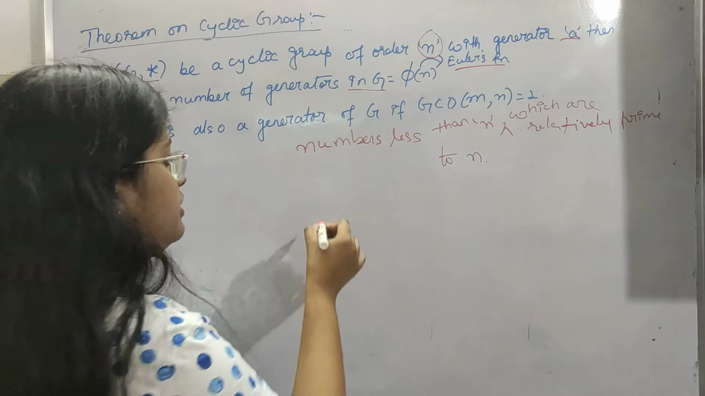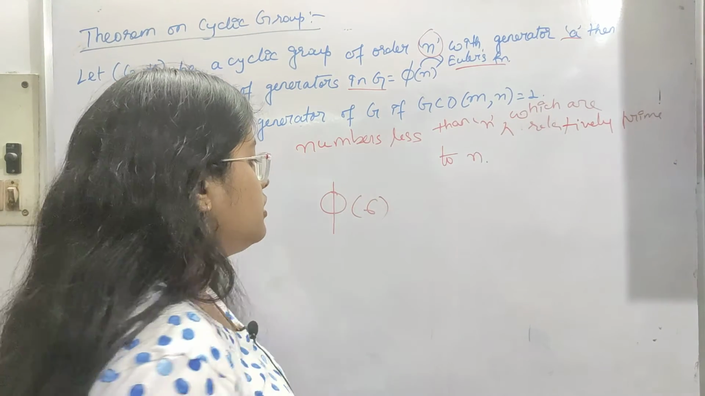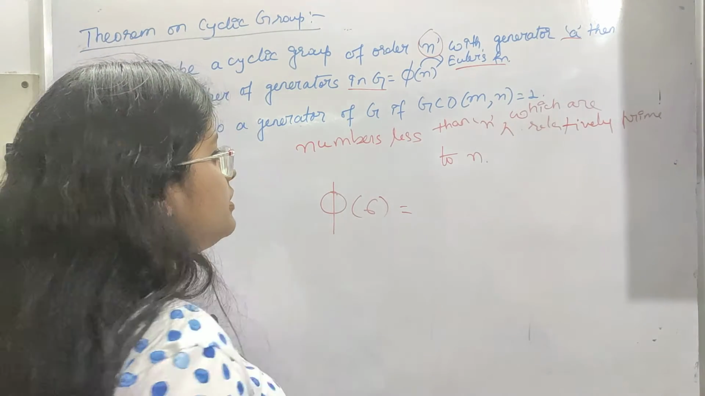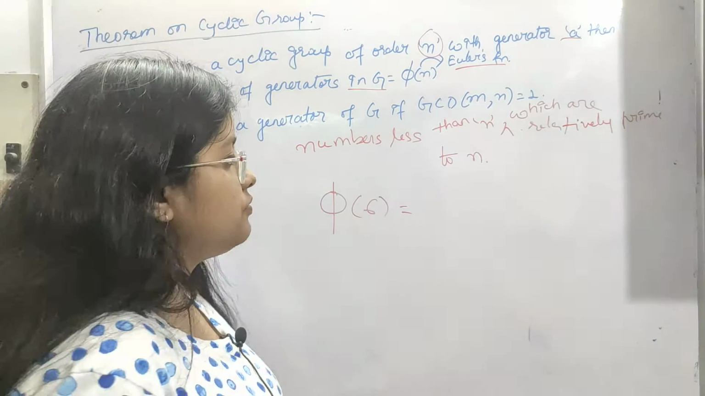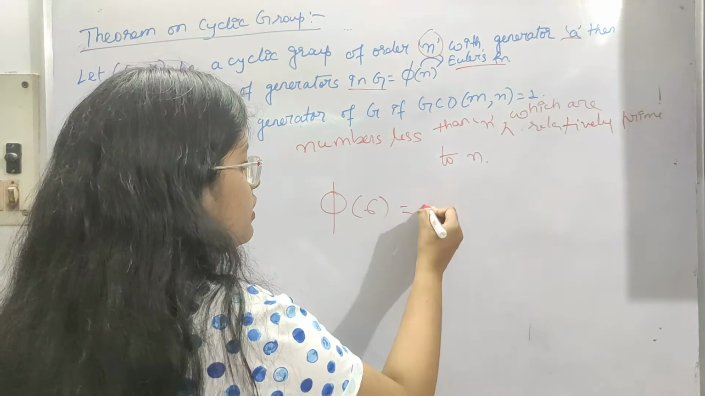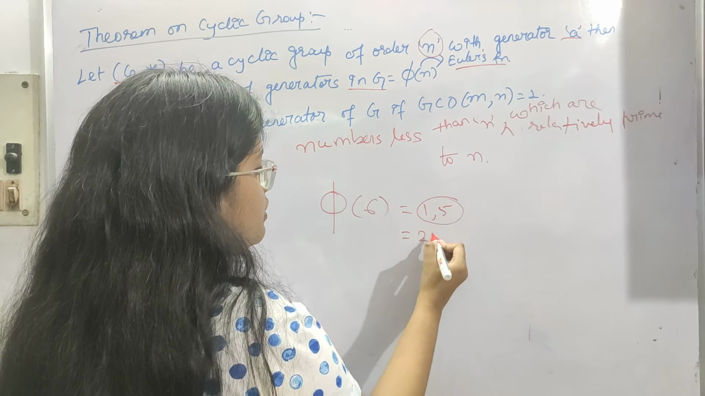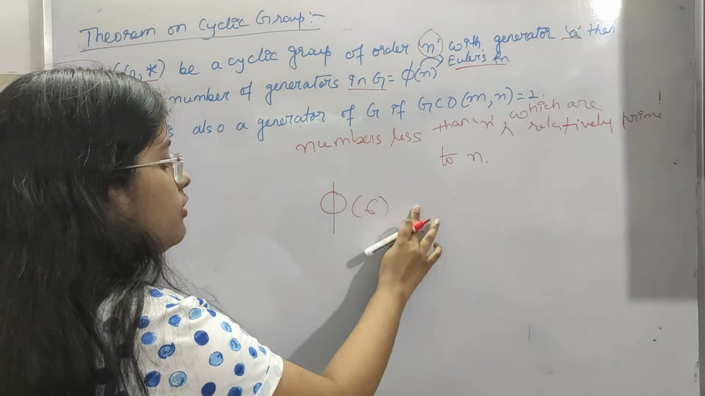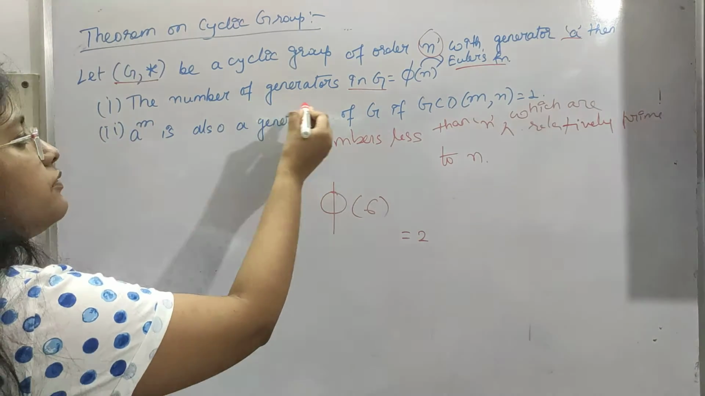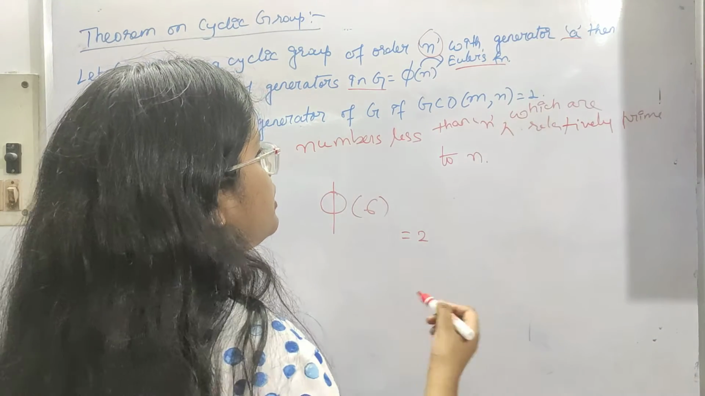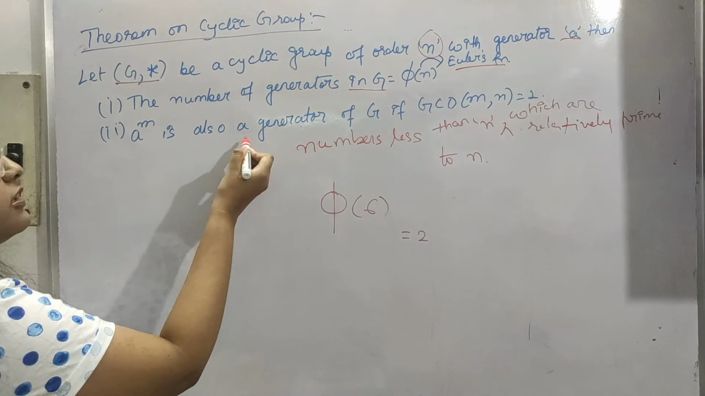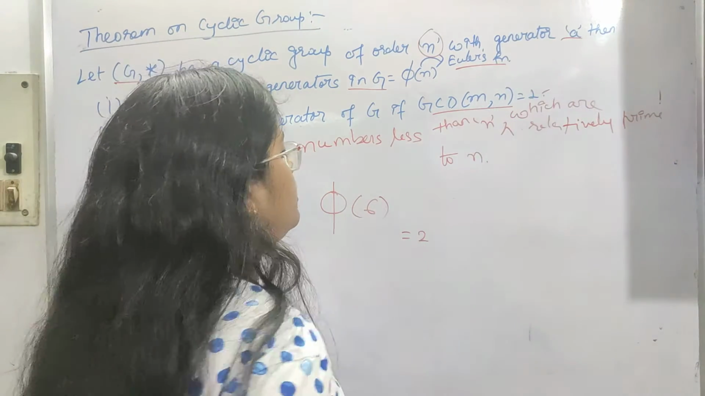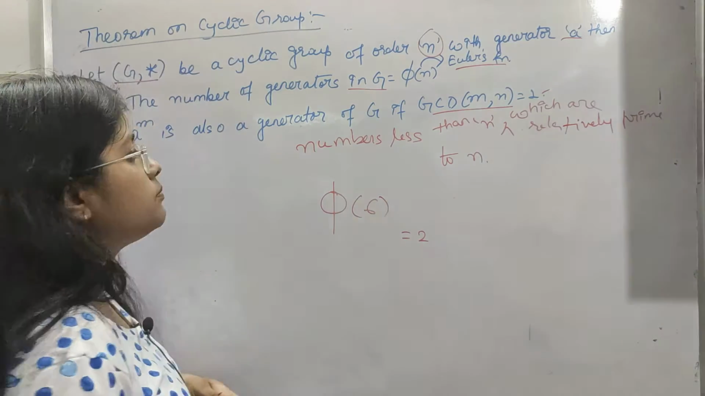Let's take an example here: phi of 6. The numbers less than 6 are 1 2 3 4 5, and the ones relatively prime to 6 are 1 and 5. So it will come down to 2. This is our Euler's function. So the number of generators in G is the Euler function phi of n. Next, A to the power m is also a generator of G if GCD of m comma n is equal to 1. These two are basically a part of the theorem.